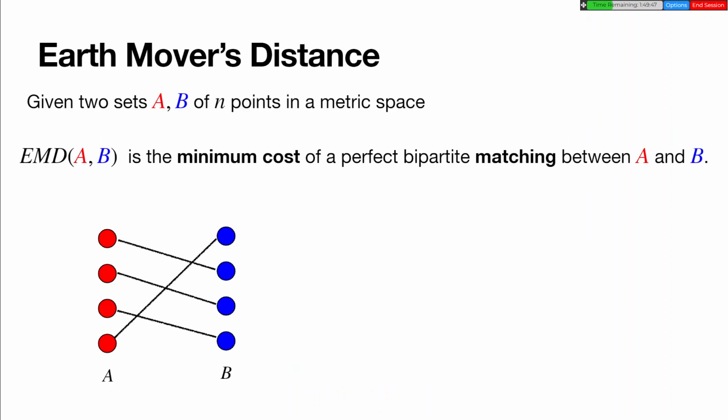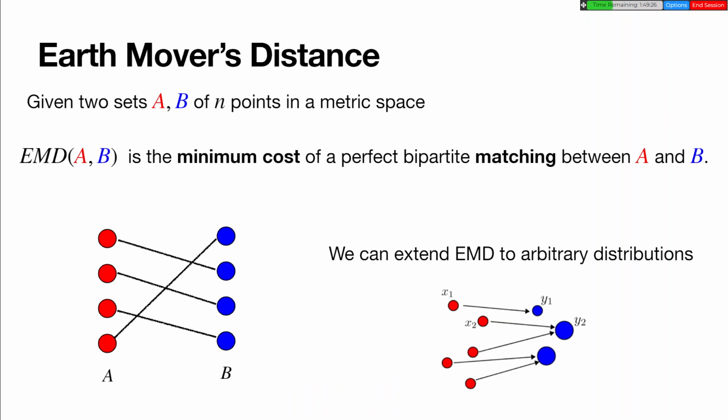So what's Earth mover distance? Well, we are given two sets, A and B, of endpoints in a metric space, and we define the Earth mover distance between A and B as the minimum cost of a perfect bipartite matching between A and B, where the cost for each edge connecting two vertices is exactly their distance in the metric space.